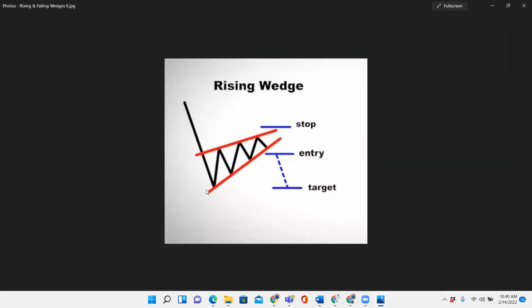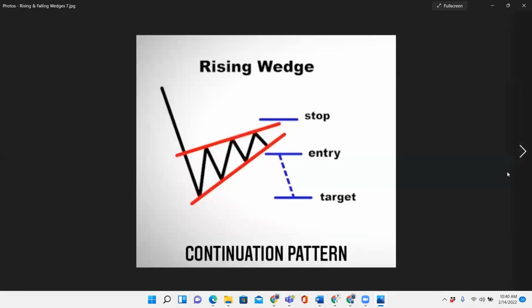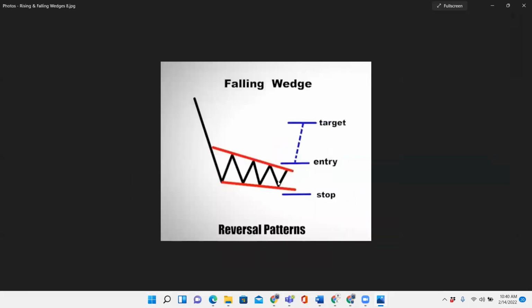We have a downward trend with a rising wedge. This is a continuous pattern. Kind of getting how this is working now? So now let's go the other way. Now we have a falling wedge. Okay, so this is a downward trend and a falling wedge.